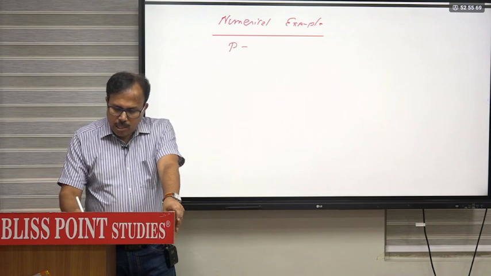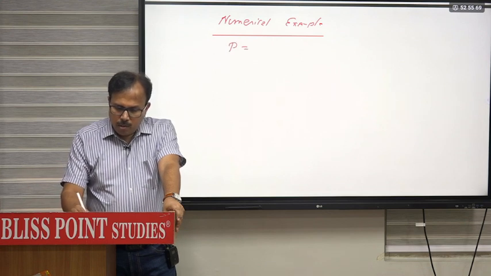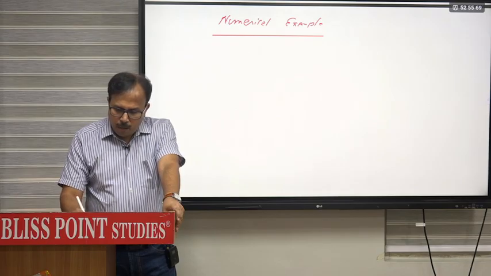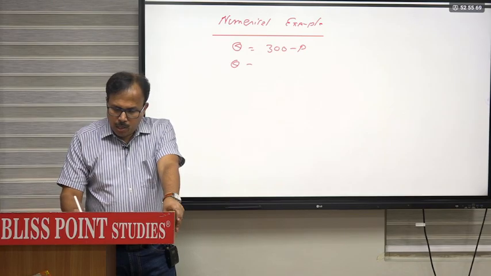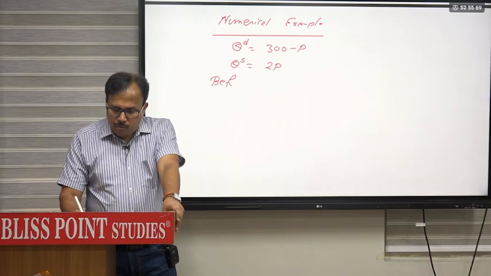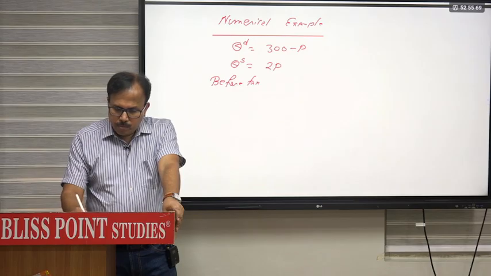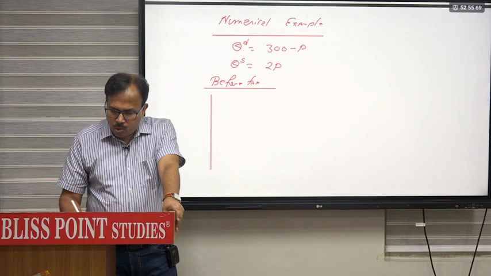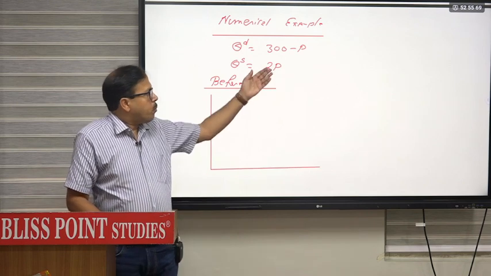If a price is given in terms of quantity, it will be: if Q is equal to 300 minus P and Q is equal to 2P. This is quantity demanded, this is quantity supplied. So calculate the price before tax. If you have to calculate it before tax, then first you will plot it. So can you plot the demand equation?